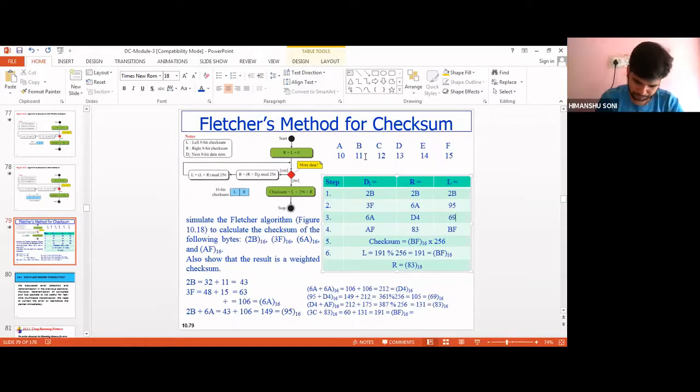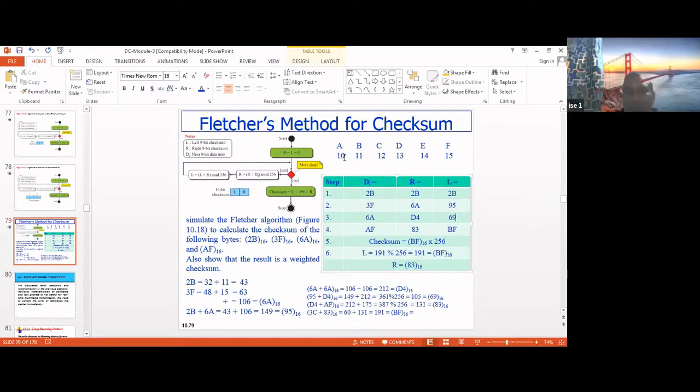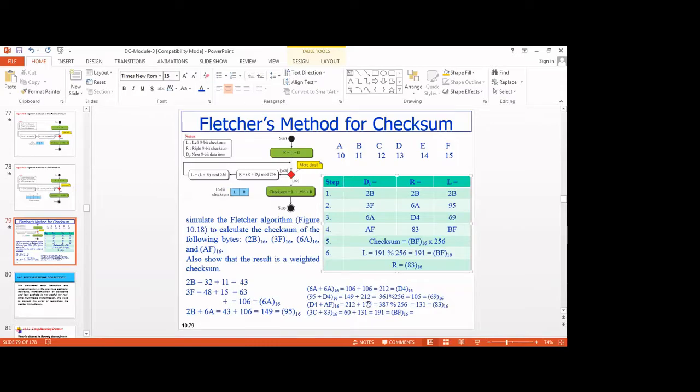Because A is nothing but 10. 10 into 16 is 160. 160 plus 15 is 175. Have you understood this? When I add this, how much will it be?